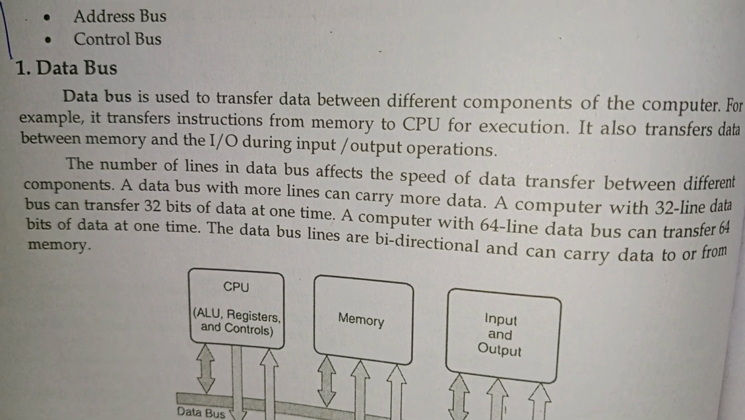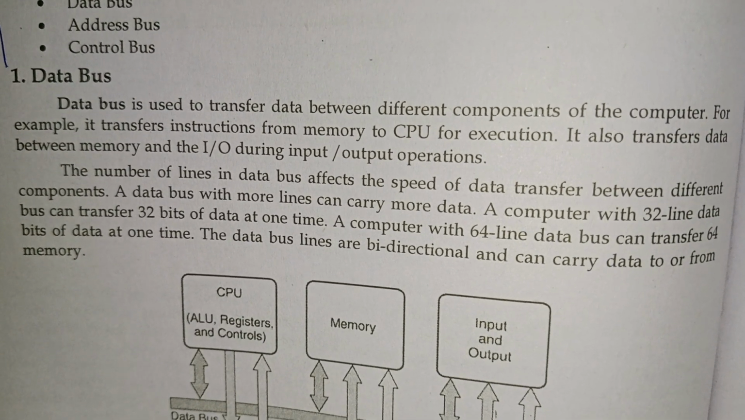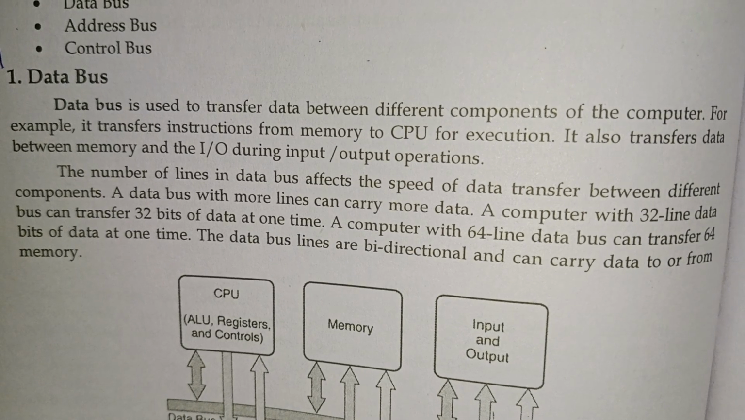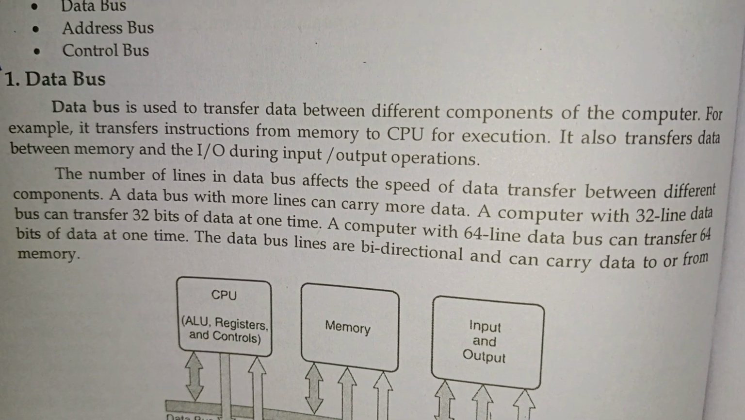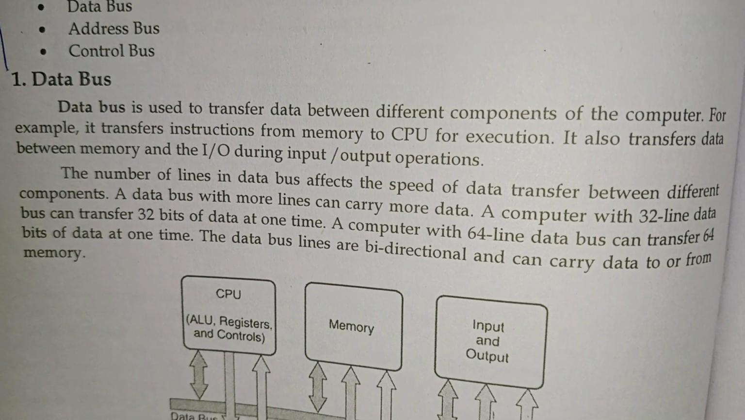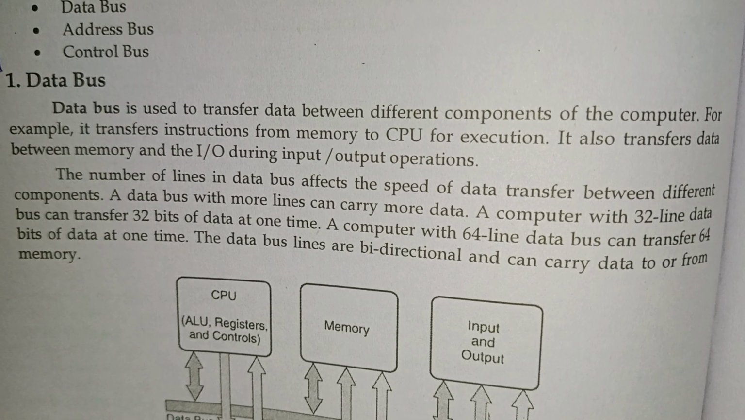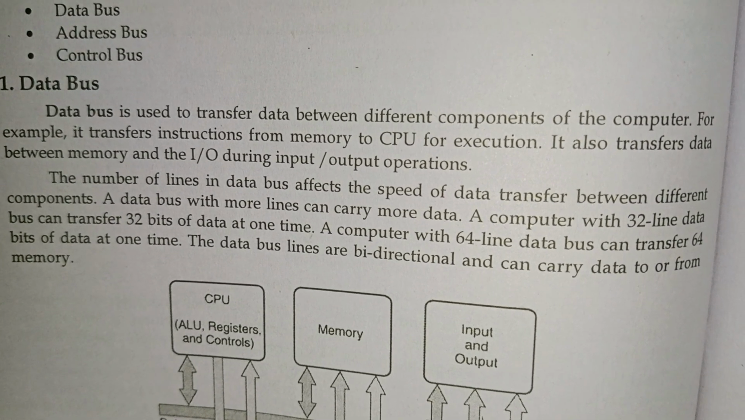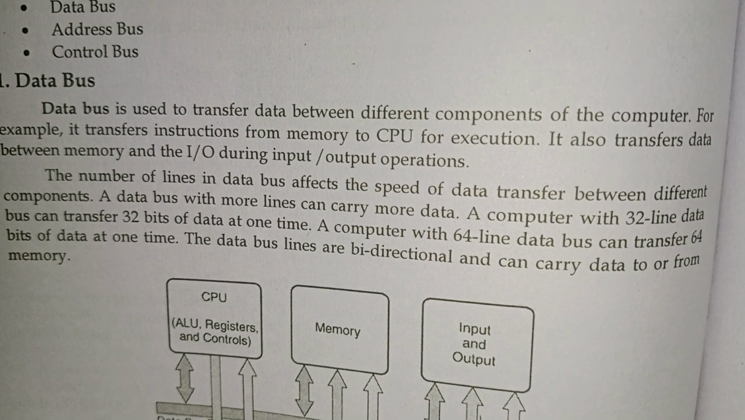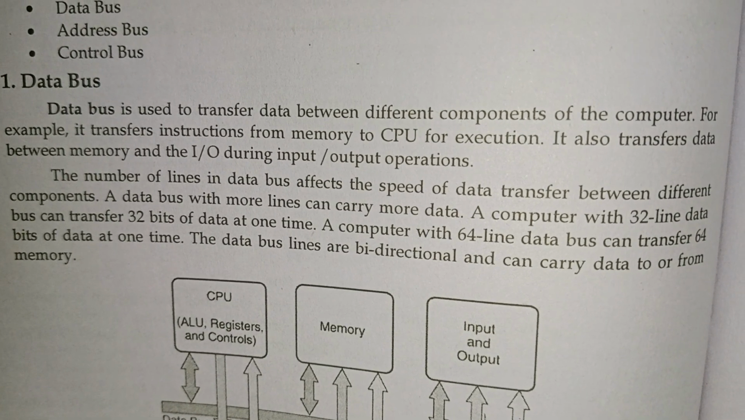A computer with a 32-line data bus can transfer 32 bits of data at one time. A computer with a 64-line data bus can transfer 64 bits of data at one time. The data bus lines are bidirectional and can carry data to or from memory.